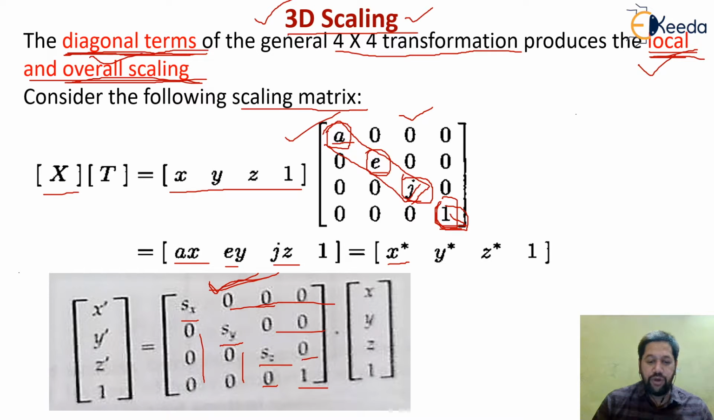Okay, all of the off-diagonal terms have the value 0, and the diagonal terms are going to represent the three-dimensional scaling. So this is the transformation matrix that we are using for 3D scaling. Okay, so let us continue our discussion. I'm just moving to the next slide now.